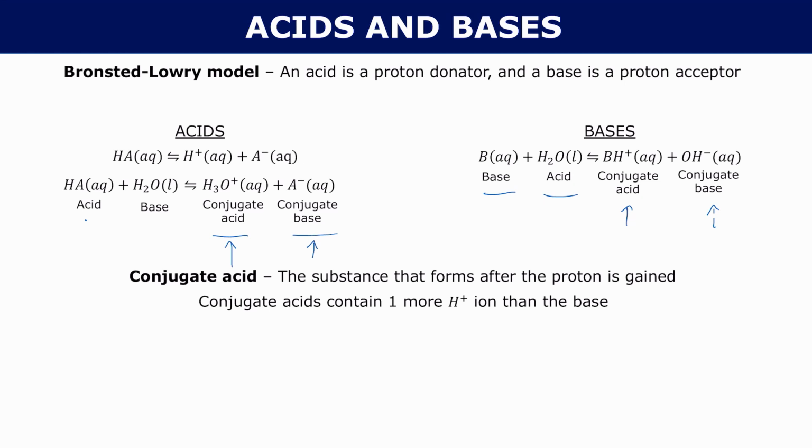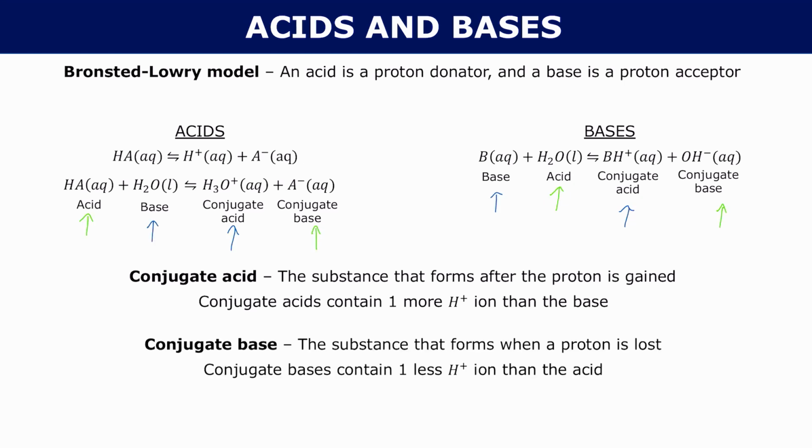And you can probably predict what the conjugate base is. The conjugate base is the substance that forms when a proton is lost. So conjugate bases contain one less H+ ion than the acid. In the case of the acid here, your acid is HA. If you get rid of one H+ ion, then you're left with A-. So A- is your conjugate base. And in the base here, the acid is the water. If you get rid of one H+ ion, you're left with OH-.